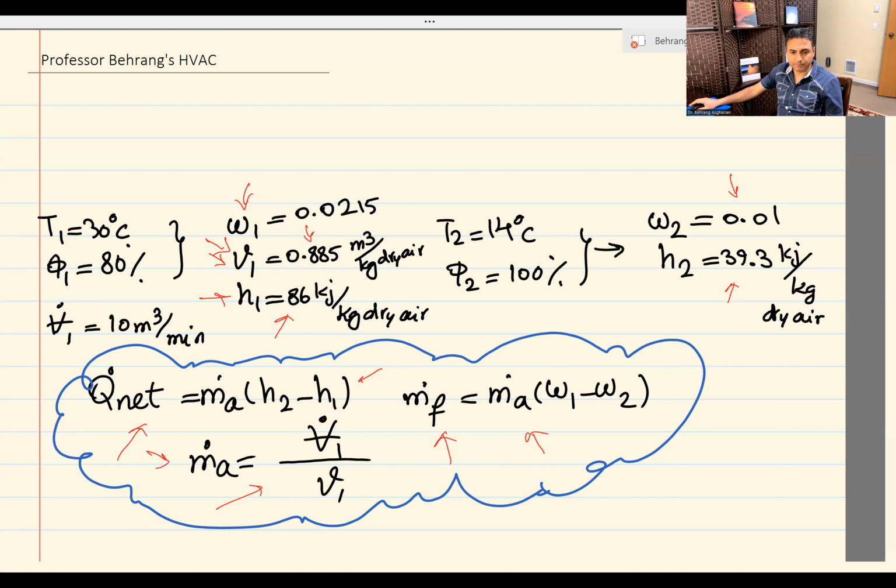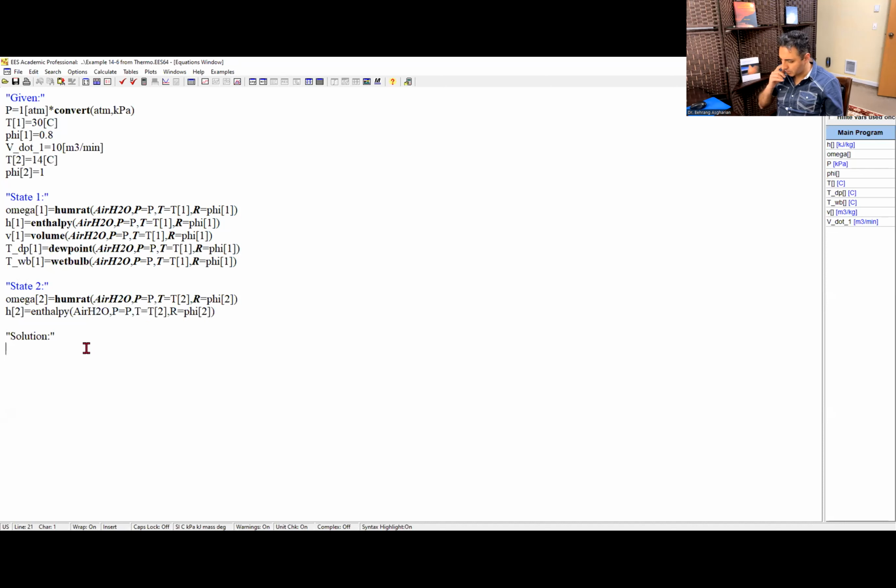So let's do that. Okay, solution. So let's first calculate M dot A. We said M dot of dry air is calculated as the value of V dot at 1 over V1. That's how we calculate that one. That's the first equation. Second equation, Q dot net equals M dot of dry air, that value, times basically H2 minus H1, like this. That's what we got.